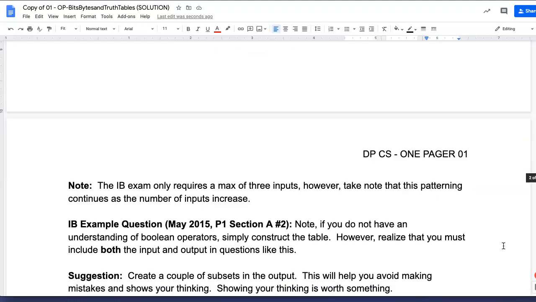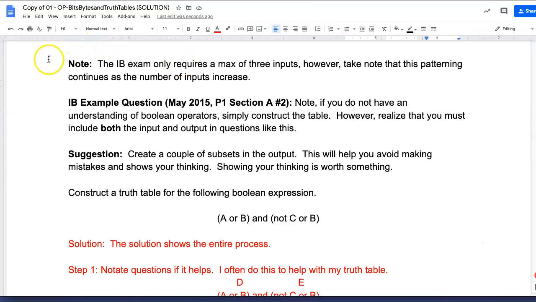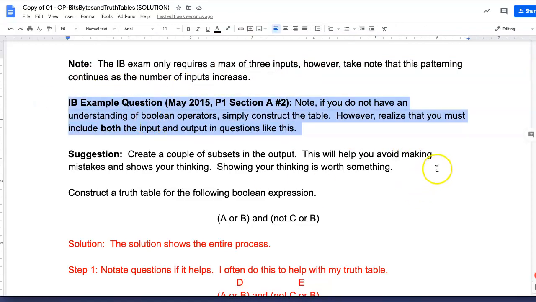And so where do we see this? So here's a little note: the IB exams only require a max of 3 inputs. However, take note, this pattern continues as the number increases, as I mentioned above. So this is an old IB question.